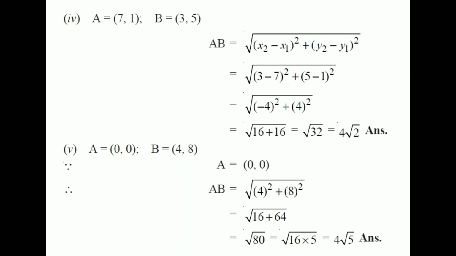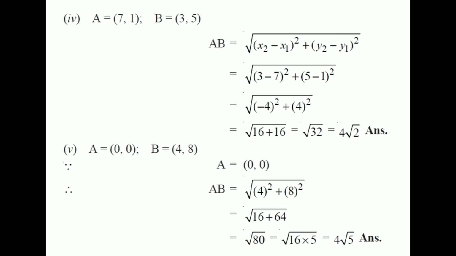It is under root 32, which has the factors 4 into 4 into 2. 4 4s are 16, 16 2s are 32 under the square root. 4 comes out of the square root and we get 4 under root 2 is the distance between the points A and B.